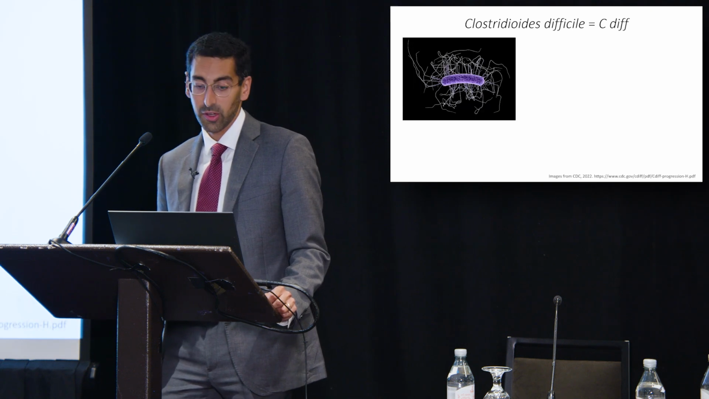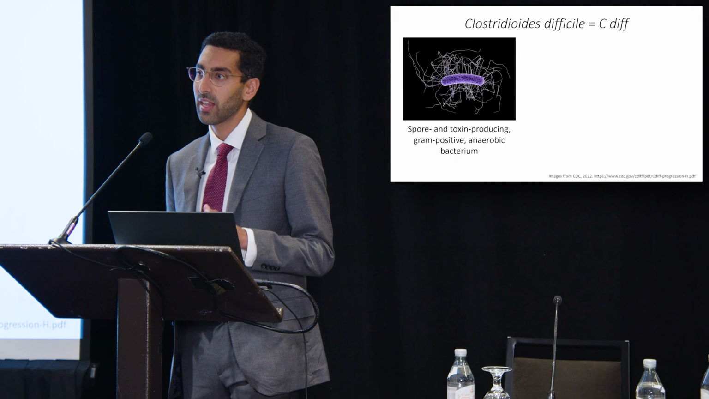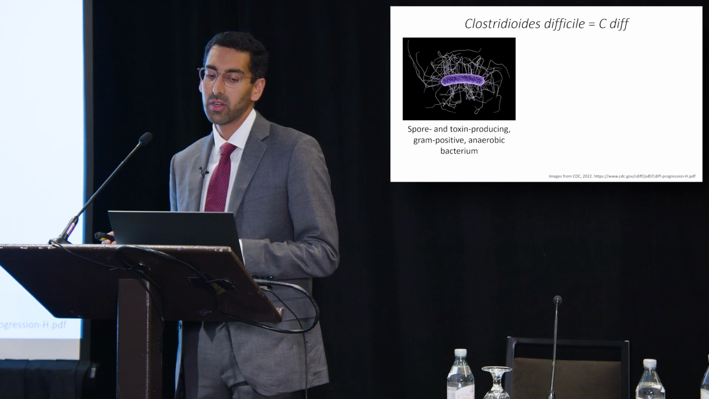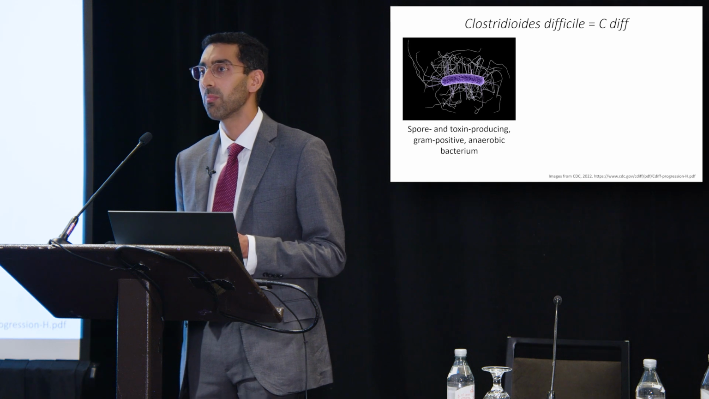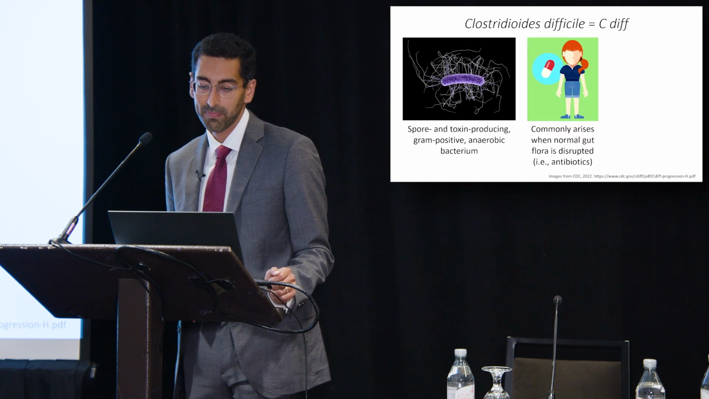This is what C. diff looks like. It's a spore and toxin-producing gram-positive anaerobic bacterium. And so that's kind of a handful, but it has the ability to generate spores that allow it to survive outside of the body for extended periods of time. And it produces two toxins, toxin A and B, that allow it to cause infection and symptoms.